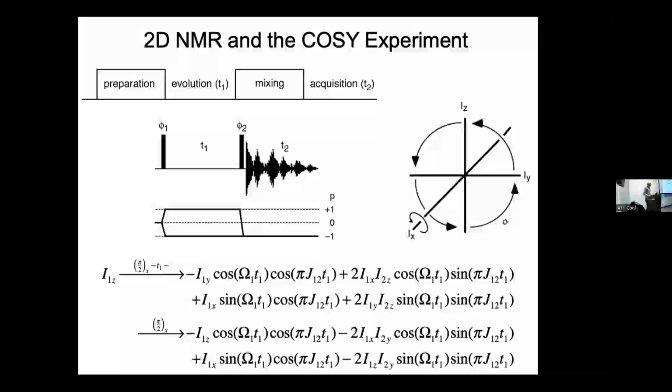So by inspection, we know that during detection, we're going to have an in-phase doublet at frequency omega 1 and an antiphase doublet at frequency omega 2. This is super important that you see this. So if there are questions online about this, chip in.